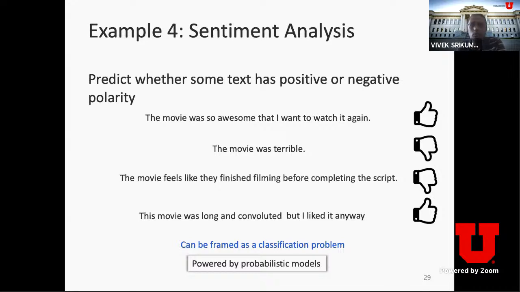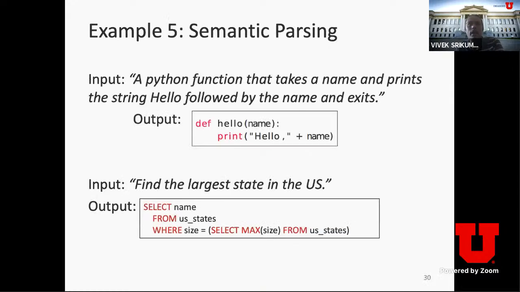I'm going to show you one more task, at least one more task, where things are not this easy. Not saying that this is easy, but things are going to get more complicated. Imagine I have to write a program that takes this italicized sentence as input. The input is a Python function that takes a name, prints the string hello, followed by the name, and then exits. And my program has to read that text and produce this as the output. It produces the hello world Python program. So the output is now a program.